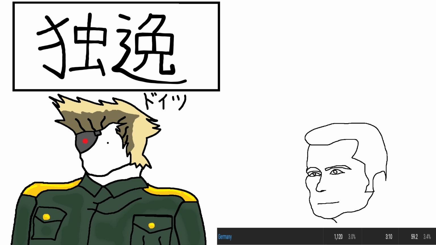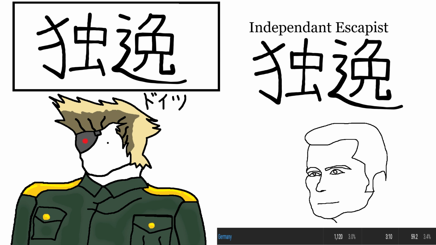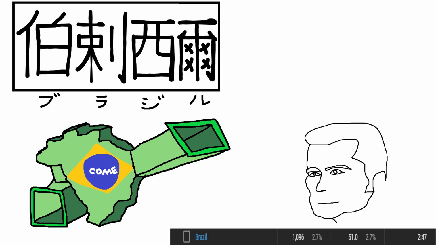Germany is written like this, Deutsche. It's just how these kanji are read. But if you squint at it, I suppose it could also mean independent escapist with a strong asterisk. Brazil is written like this, Brasil. Uncle stabbed West something. Very Brazilian, can't argue with that.